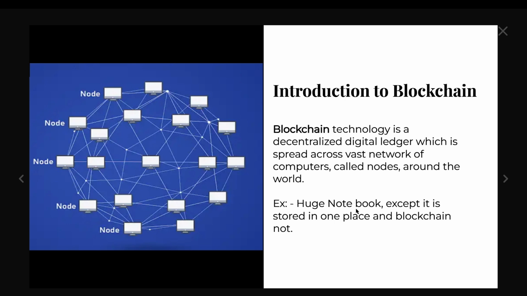It is a decentralized ledger, which means it is not controlled by a single party or a single person, and whatever data is on the blockchain is spread across different computers. Those computers which are part of the blockchain network are called nodes. If you take an example of notebooks stored in a single place, like a library, or whoever owns that thing, that is a single storage. And when it comes to blockchain, it is distributed across the world on different computers.